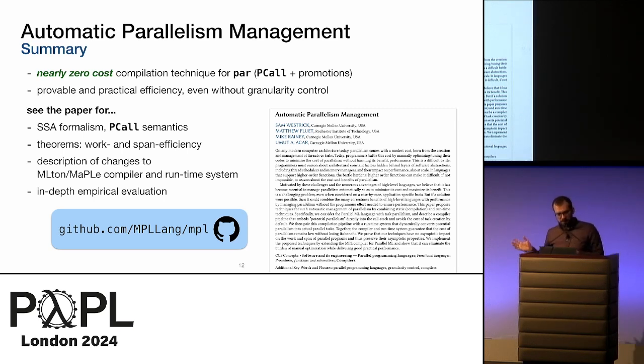So we have a lot more in the paper. We give a full formalism for this SSA intermediate representation where the p-call calling convention becomes important. And we give a semantics to PCall by means of an operational semantics for an SSA intermediate language. Okay? We have the theorems of the work and span efficiency. We have a fairly in-depth description of the changes that we made to the compiler in order to make this happen. In particular, Matthew Fluet helped with changing the compiler, and he's intimately familiar with how the MPL compiler works, and that's the compiler that all of this work is based on.